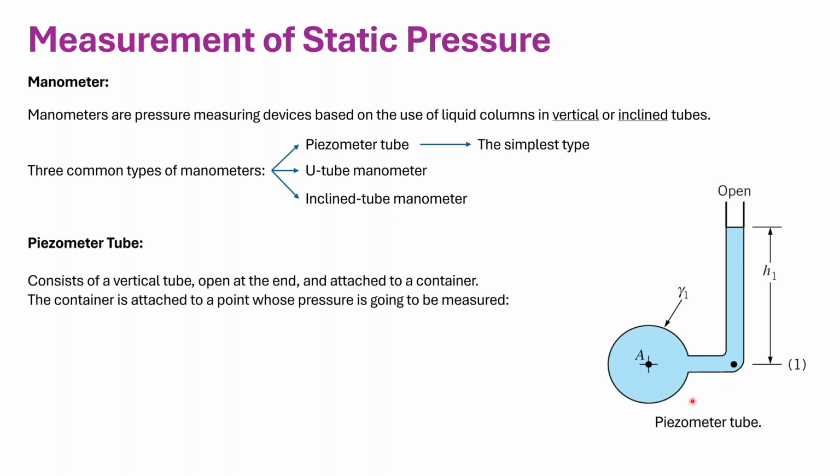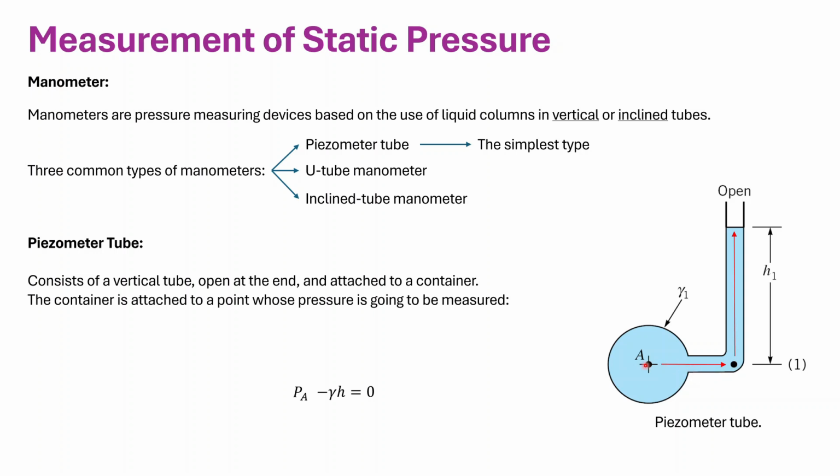This figure shows a piezometer tube, which is the simplest kind of manometer, and it consists of a vertical tube open at the end and attached to a container. The container is attached to a point whose pressure is going to be measured, such as point A in this case. So we can write that PA, which is the pressure at this point, minus gamma H equals zero.